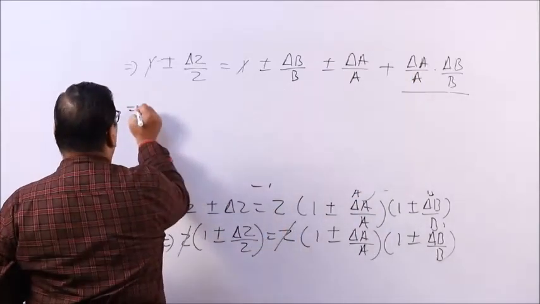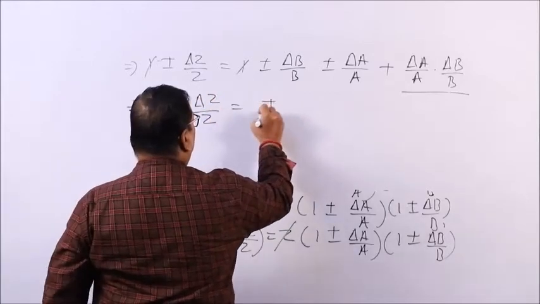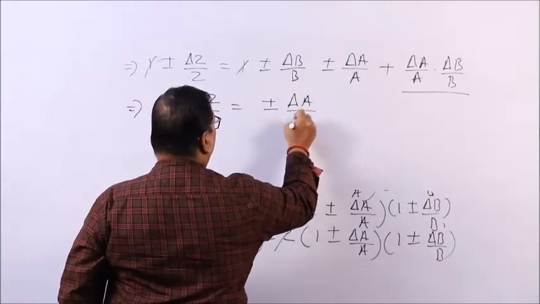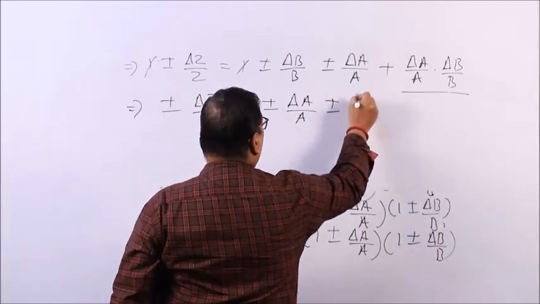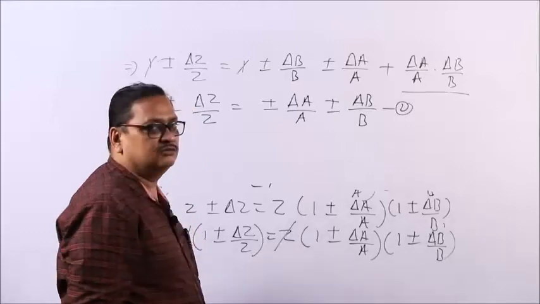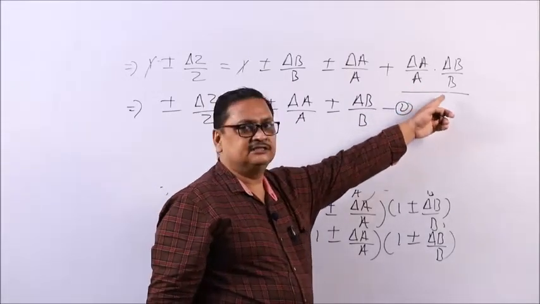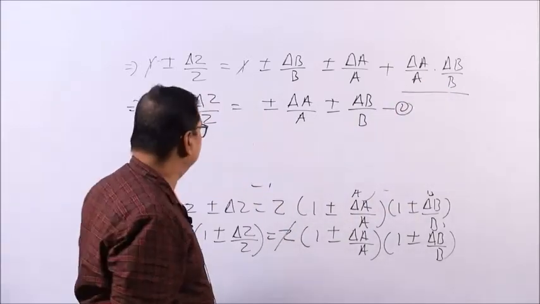So, finally, delta z by z equals delta a by a plus minus delta b by b. This is equation 2. Okay? This term is neglected since the denominator is very large.